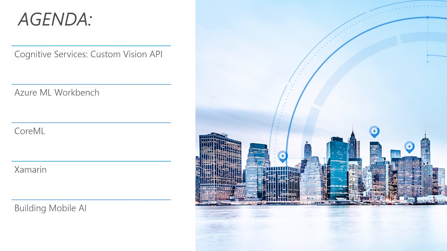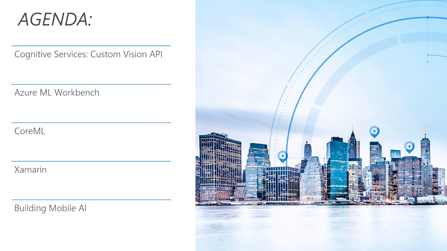Let me walk you through the agenda. The first and foremost thing we're going to discuss today is cognitive services. We're going to dive deep into the Custom Vision API and see how we can create an app for our mobile phone. The next thing we're going to talk about is the Azure ML Workbench. It is a pro data scientist tool where you can create your deep neural networks from scratch and you can bring it onto your phone very easily.